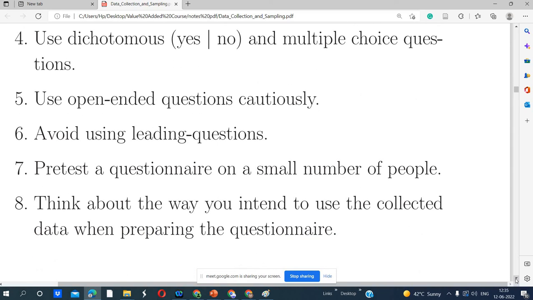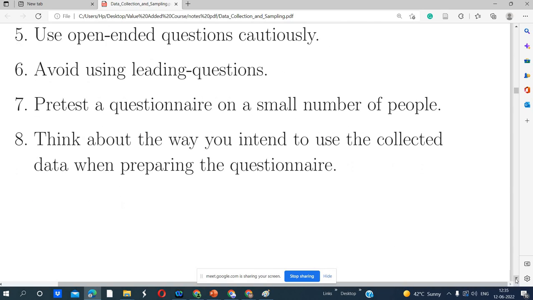ठीक है, तो हमें बहुत ध्यान से पूछना. कुछ ऐसे क्वेश्चन होते हैं जो ठीक है, तो we have to take the precaution whenever we are asking the open-ended question. Avoid using leading questions.